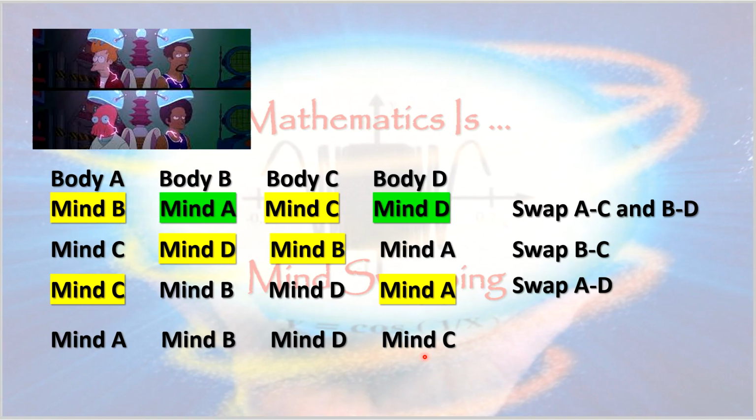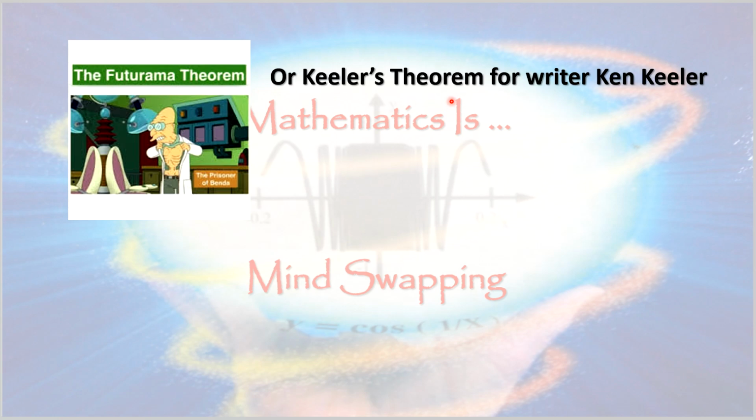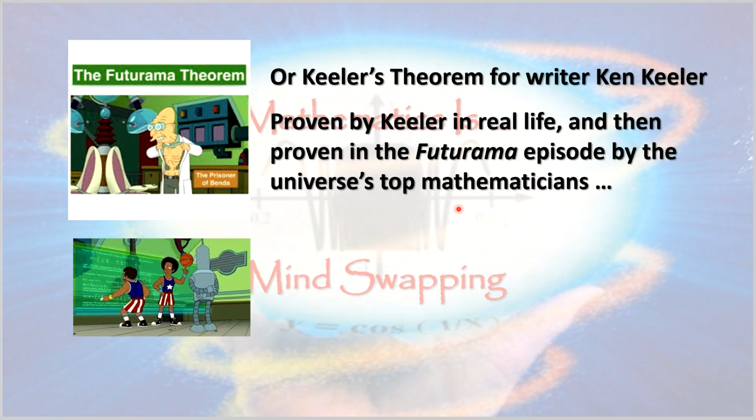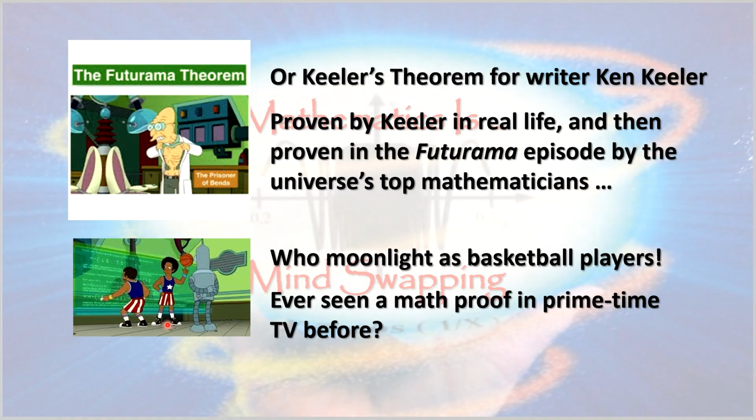Or if others are tangled up, we can continue to use C and D to untangle the mess. But would two extra people be enough to undo a tangle of, say, 8 people? Keeler was able to prove that it is, in what is now known as Keeler's theorem or the Futurama theorem. In the episode of Futurama that aired, the theorem is proved by the universe's top mathematicians, the basketball players on the Globetrotters. Keeler, by the way, never published his theorem in the traditional sense, but how cool is it to present your theorem and proof in a popular TV show?